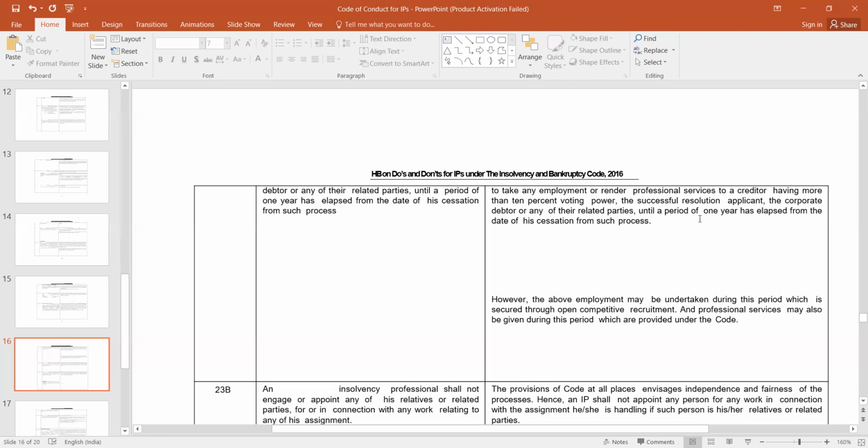Here, if someone is a successful resolution applicant or a creditor, whom you were in a position to influence, ठीक है ना? So in this there are two exceptions, one is through open competitive process and second is after 1 year from the process.